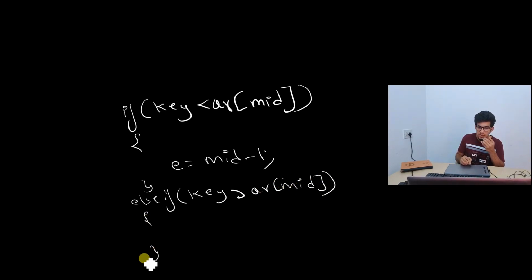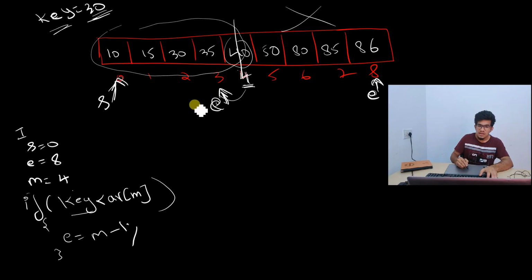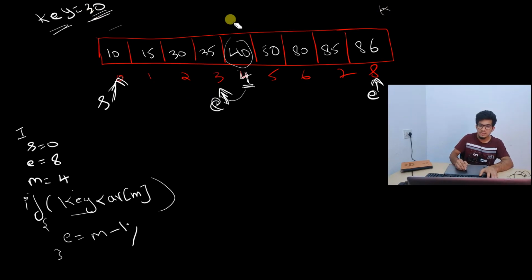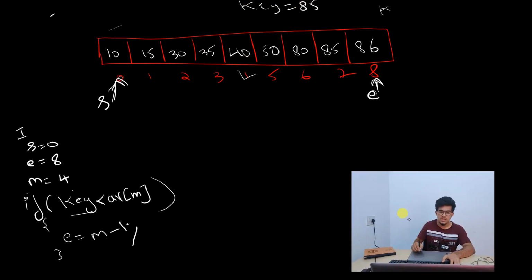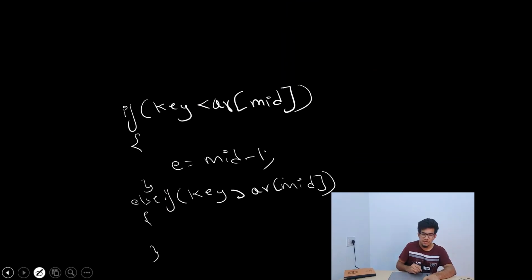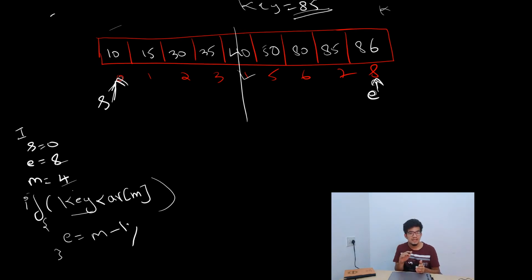Then what we have to do, I will tell you. If the key is greater than AR of mid, watch here. For example, let me take a different case. Let's imagine my key value is 85. So I have found the starting index, the end index, and the mid index. I will split at the mid index. Is 85 equal to 40? No. So is 85 before 40 or after 40? 85 is after 40, which means 85 will be on the right side of the 40.